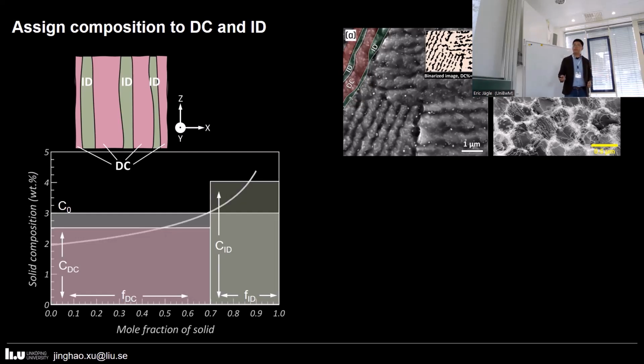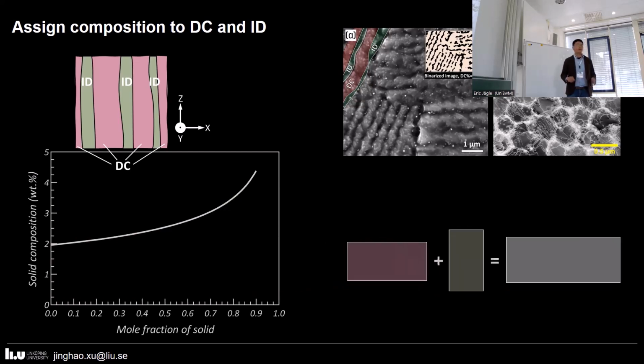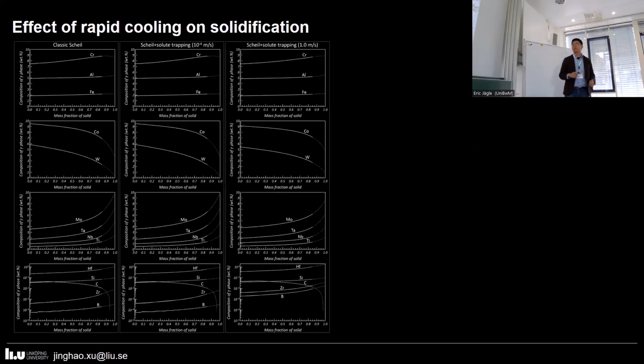So the nominal composition equals the composition of the DC times its fraction, of course, plus the ID composition times its fraction. Then I can quickly get the composition for these two regions based on the nominal composition and, of course, another parameter I will introduce. There are inferences from the rapid cooling and solidification, and we went through this in detail in the last talk.